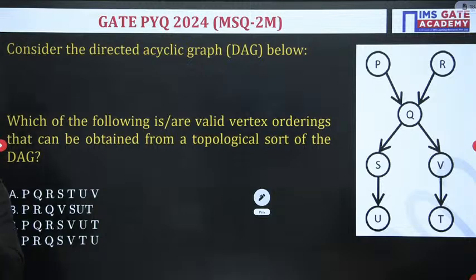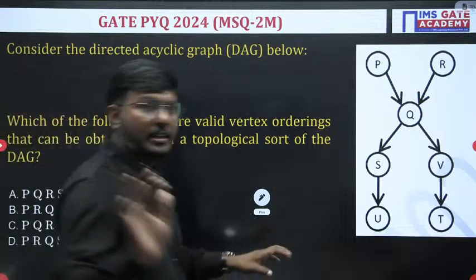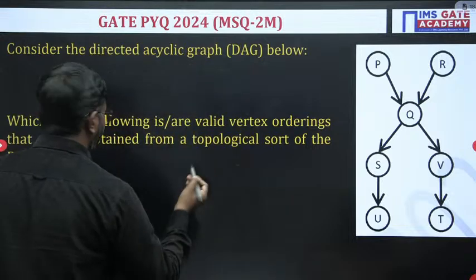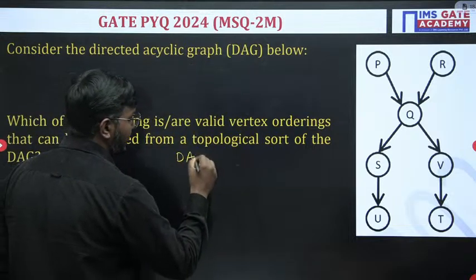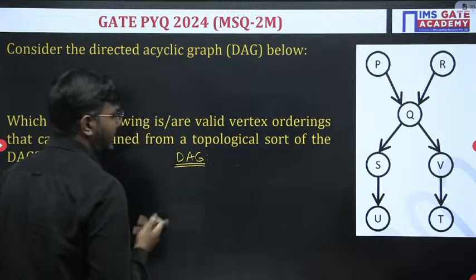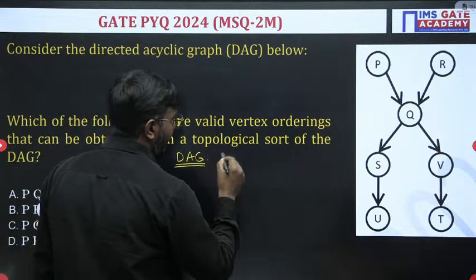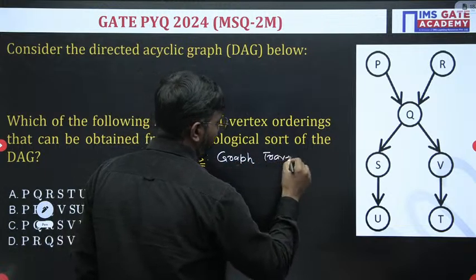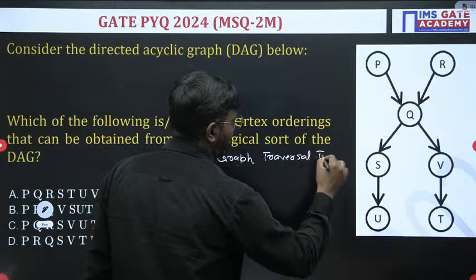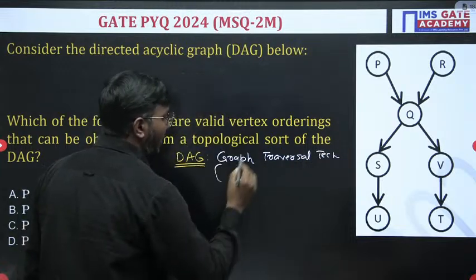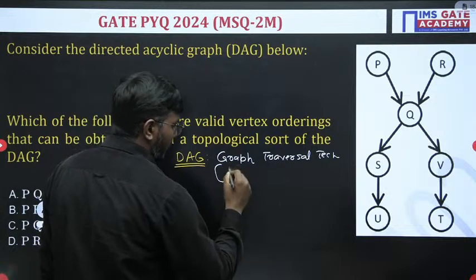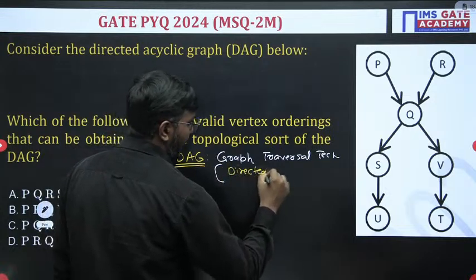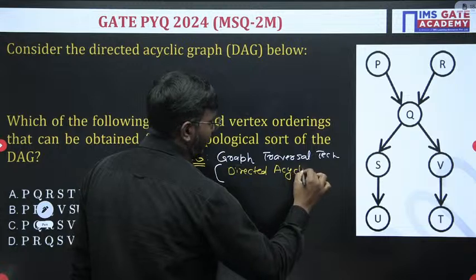The first node must be situated before the second node. No, not like that. See here, everyone, this DAG. I am writing here. This DAG is nothing but a graph traversal technique, and this is only used for the directed acyclic graph.